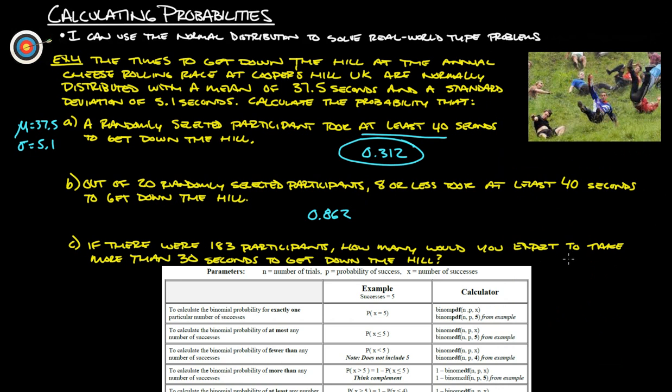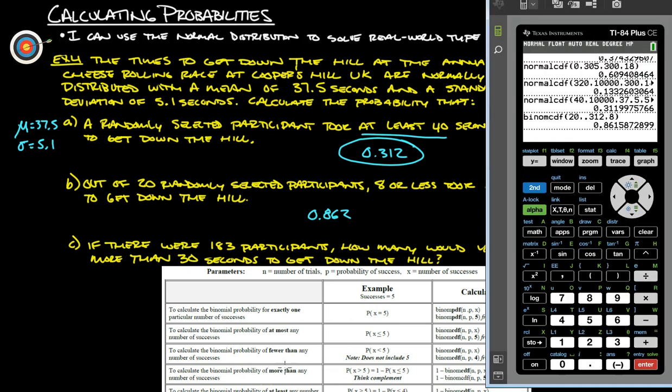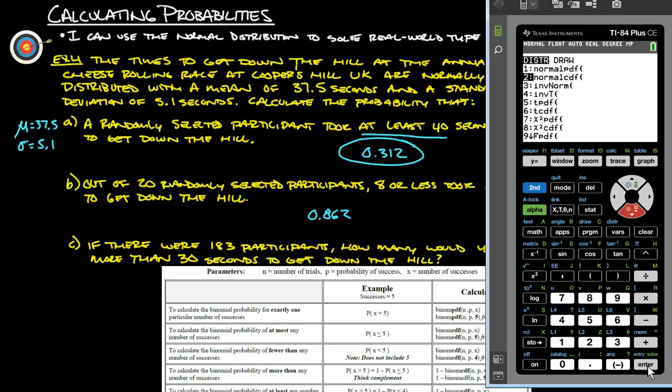get down the hill? So what we'd want to do on that is figure out what's the probability of taking more than 30 seconds to get down the hill. So we would want to go back into our distribution, normal CDF. Okay, so let's see, more than 30 seconds. So the lower is going to be 0. Okay, and then our upper, let's see, wait, more than 30 seconds, sorry. So our lower is going to be 30. Our upper is going to be some big number, 10,000. Just got to put some big number in there so we're in good shape.